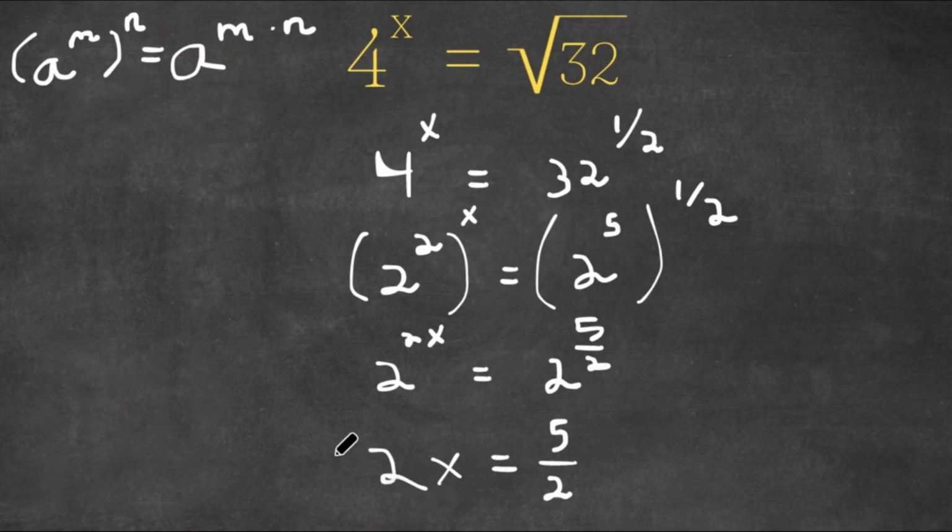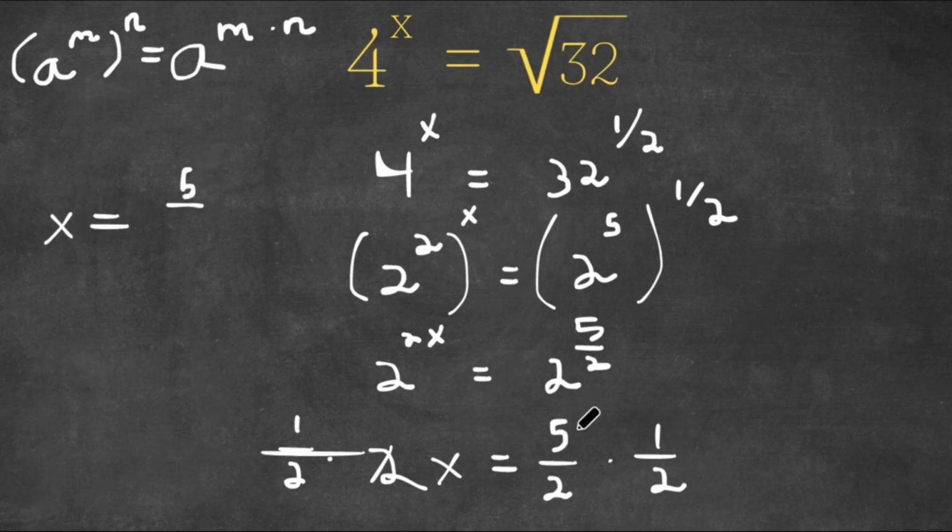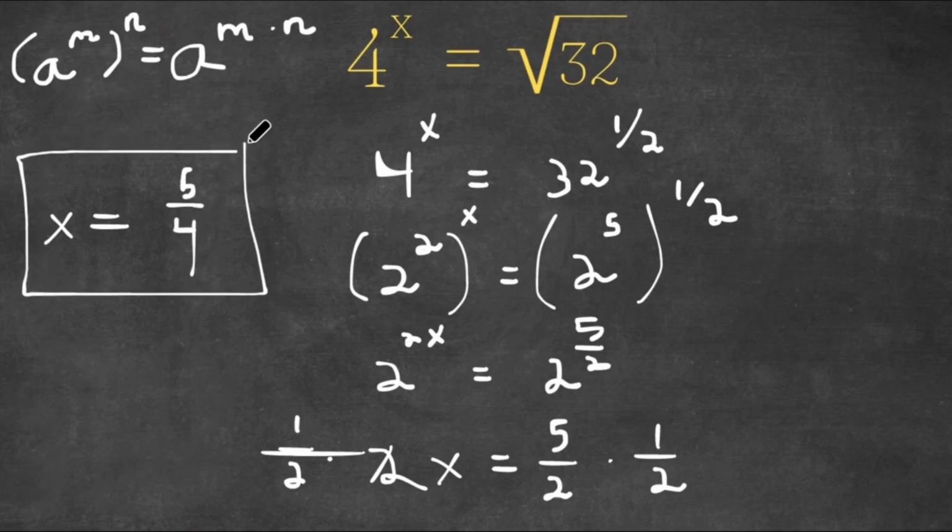So now, if I multiply both sides by 1/2, so I can cancel out this 2, these two cancel out, and I get x is equal to 5 over 2 times 1/2. 5 times 1 is 5, so that's our numerator. And 2 times 2 is 4. So we get x is equal to 5 over 4, and this is our answer.